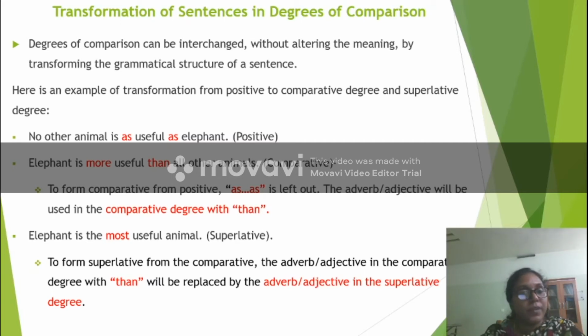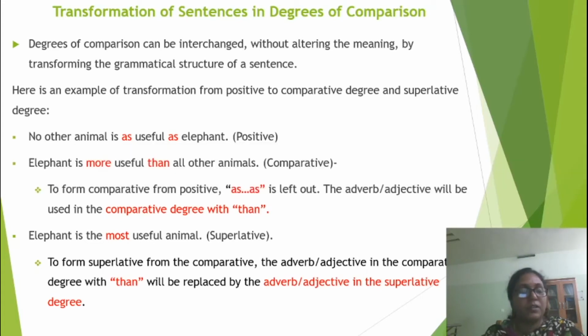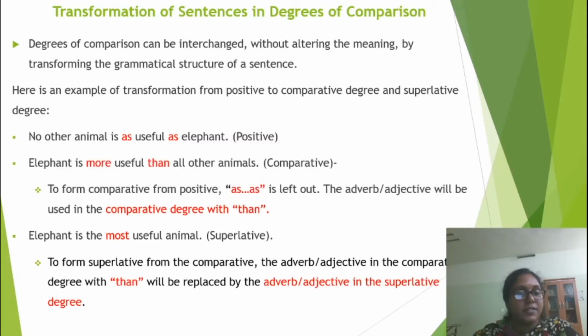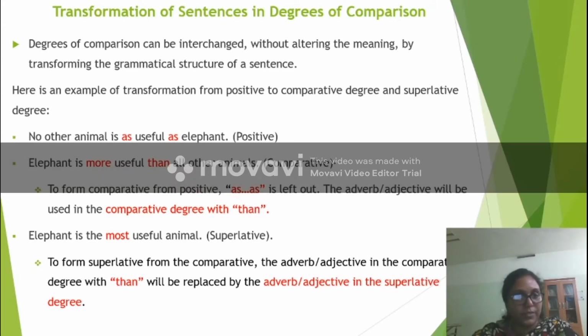And when we do this, the meaning should not be changed. The meaning should not be altered. We can bring about this change by simple changes in the grammatical structure of a sentence. You will understand this if you pay close attention to this transformation. No other animal is as useful as elephant. The sentence is in positive degree and the usage as is a characteristic feature of positive degree.